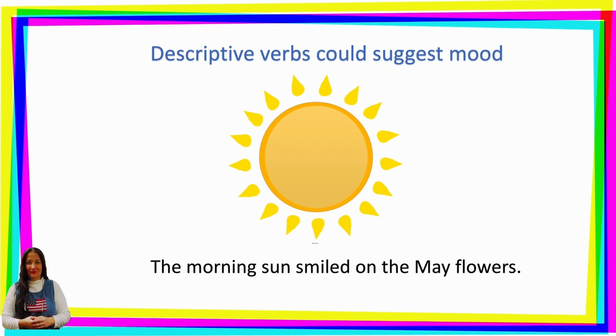Descriptive verbs can suggest mood. The morning sun smiled on the May flowers. Do you feel the mood? The morning sun smiled on the May flowers. You know it's in the morning. You know it's happy because it's smiling. And you know it's springtime because it's May. Gives you a nice feeling.